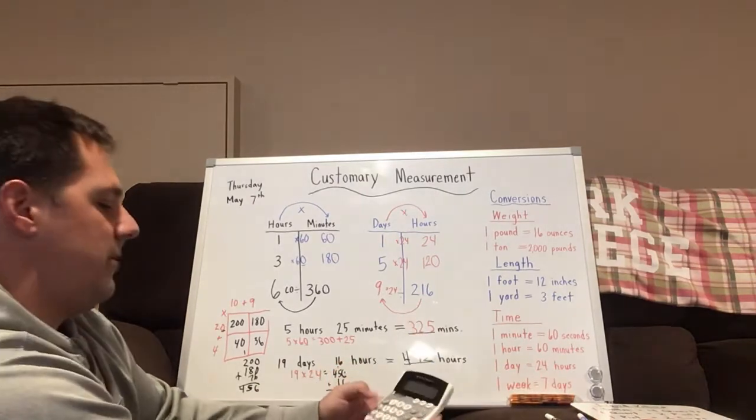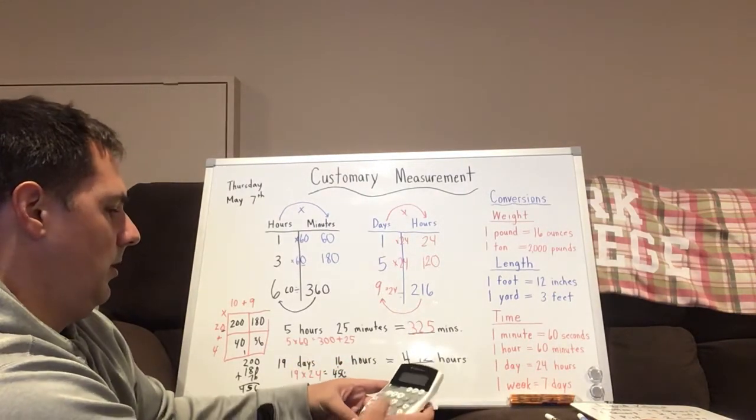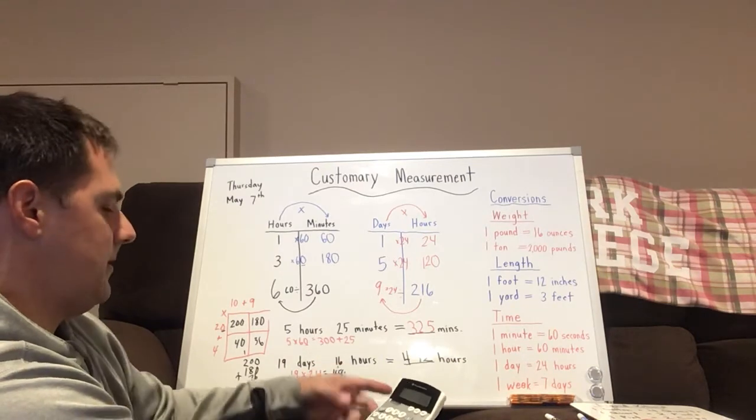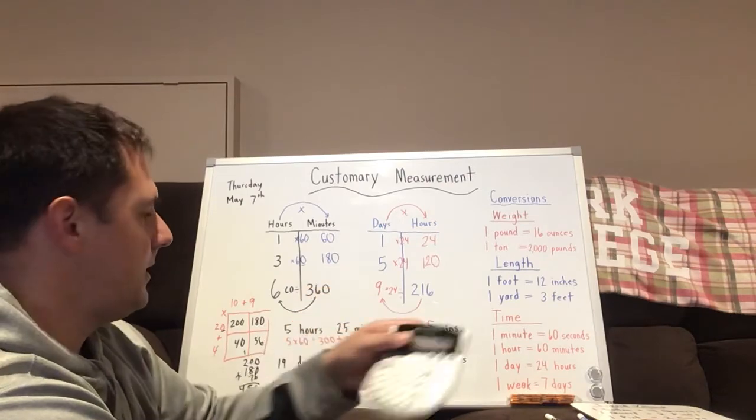I can use my calculator just to double check because that was larger math. I know 19 times 24 equals 456. I'm going to add my 16, and my answer matches 472.